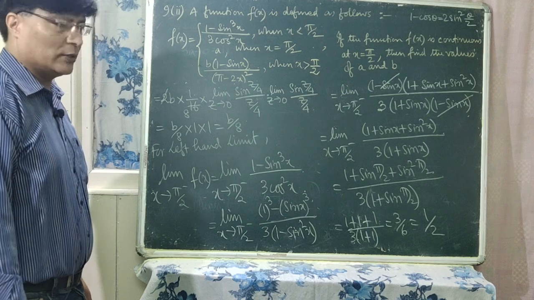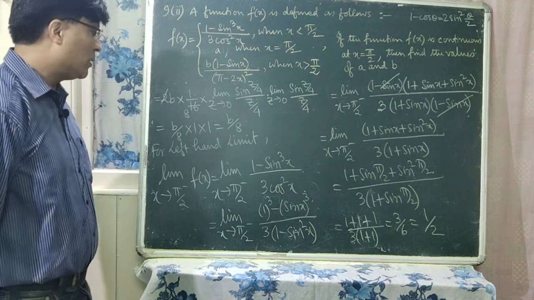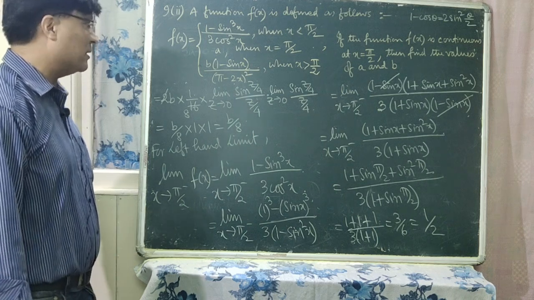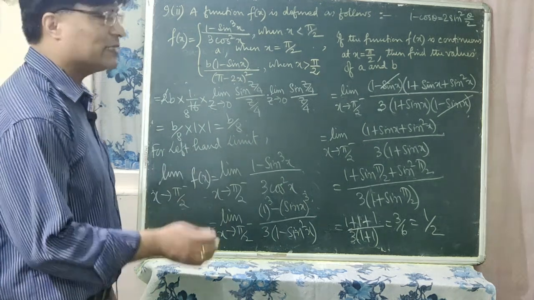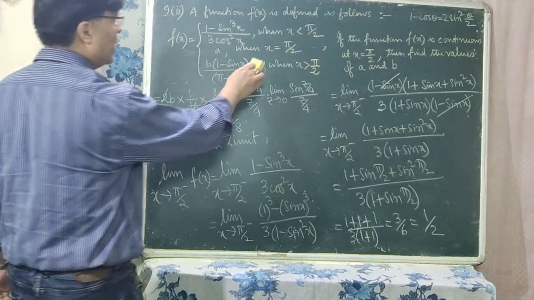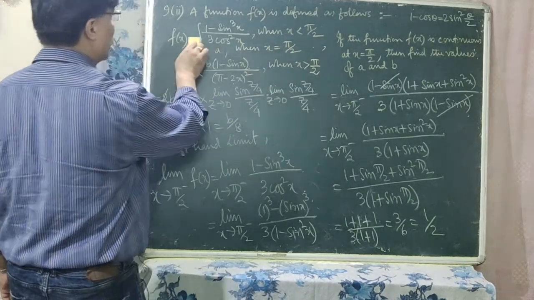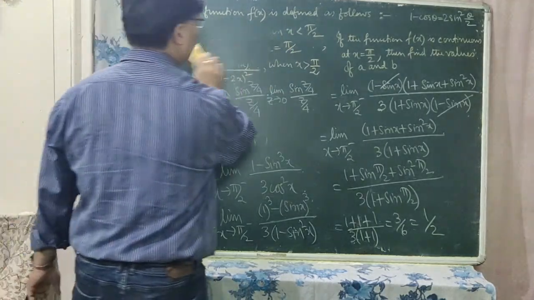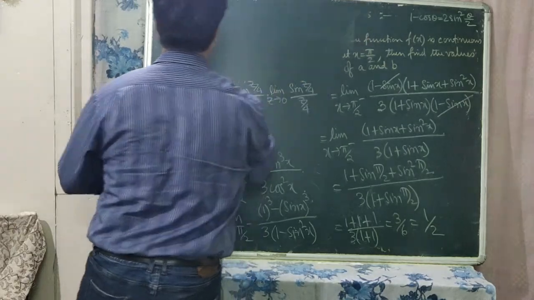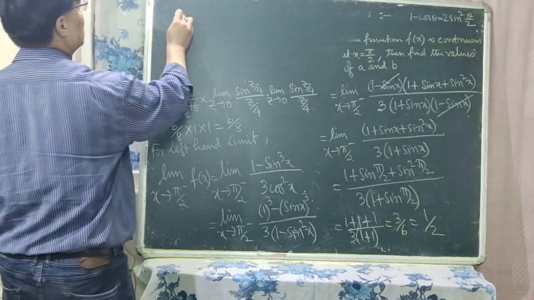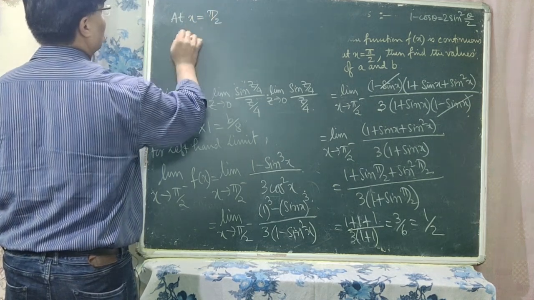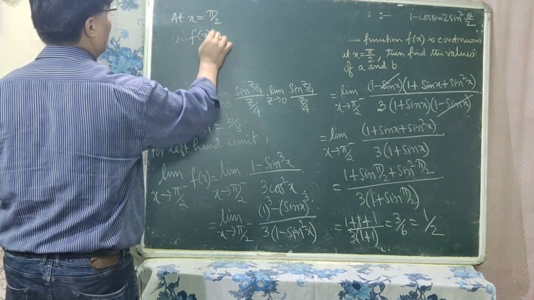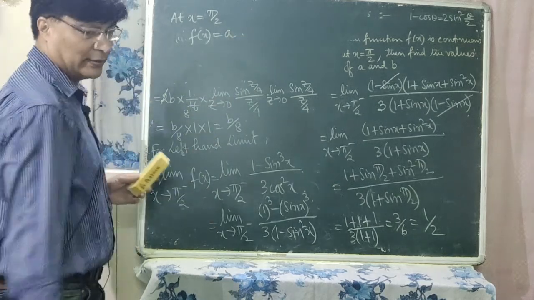So I think you have understood it. We have found out both right hand limit as well as left hand limit. Now you have to get the value for f of x when x is exactly equal to pi by 2. When x is equal to pi by 2, what is the value for f of x? That is a. So write down, at x is equal to pi by 2, therefore f of x is equal to a, right?